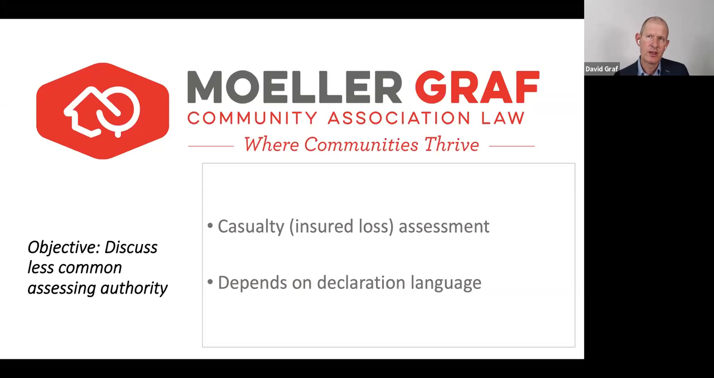And some governing documents, probably late 80s on, depending on who wrote them, may have a casualty assessment that does not require the vote of the owners. And the argument is, well, if the owners aren't going to vote to terminate the community, and the community needs to be restored, and the insurance proceeds are insufficient, well, then the owners don't really have a choice in whether or not they can pay to restore the community. They have to. Therefore, it's a mandatory assessment. So it just depends on the governing documents.